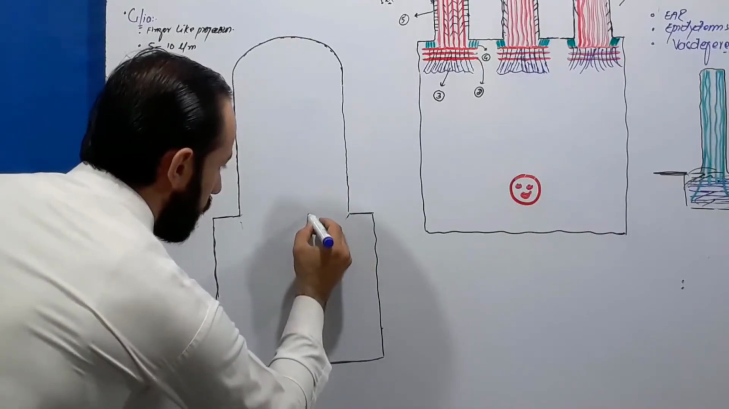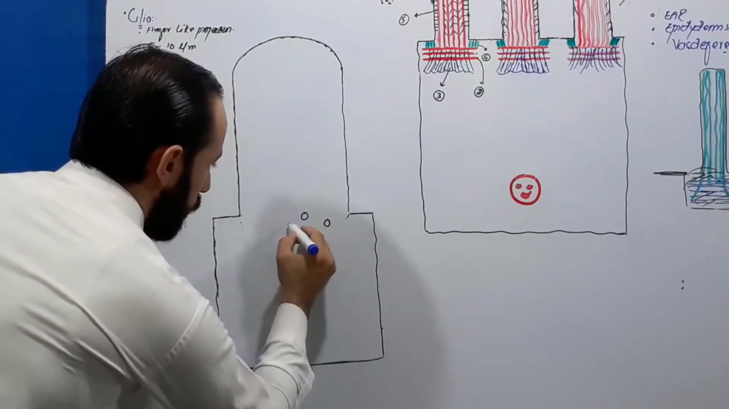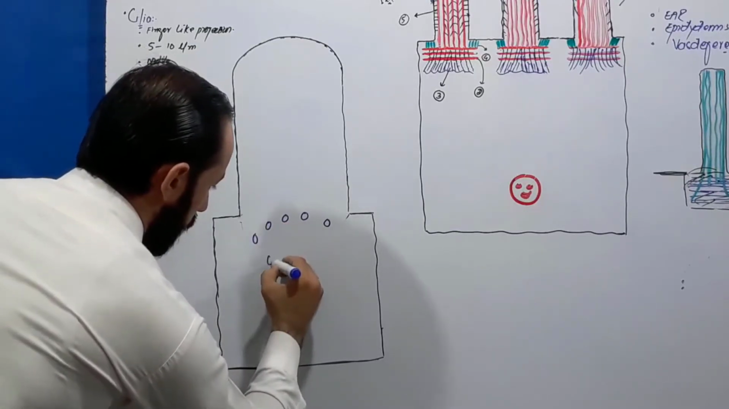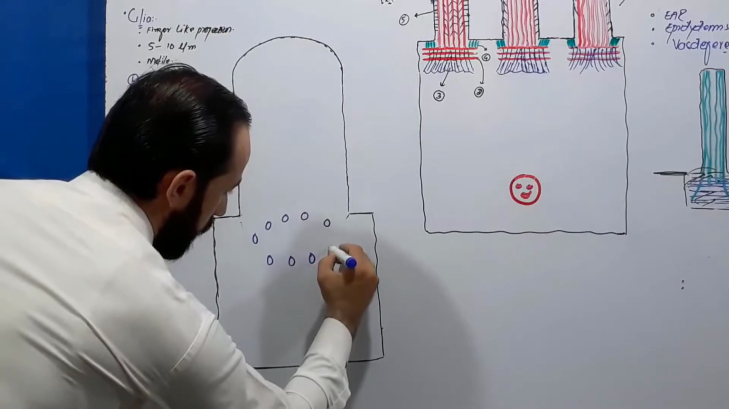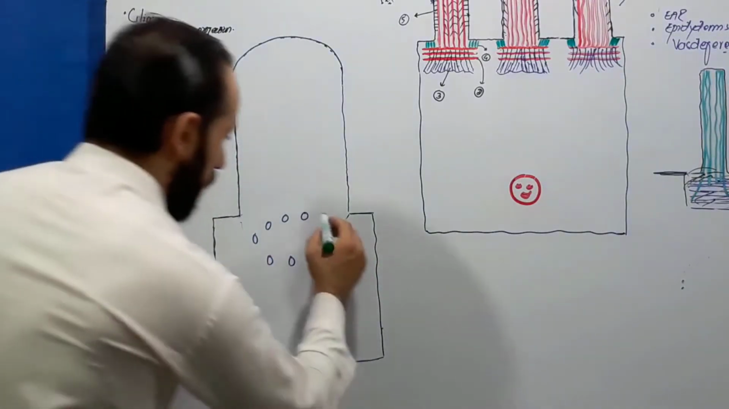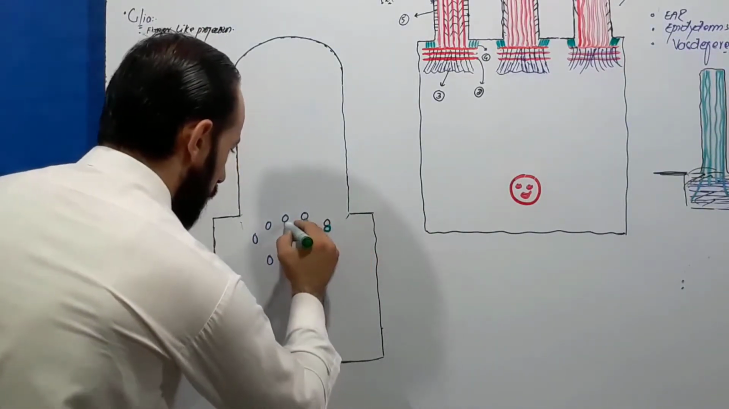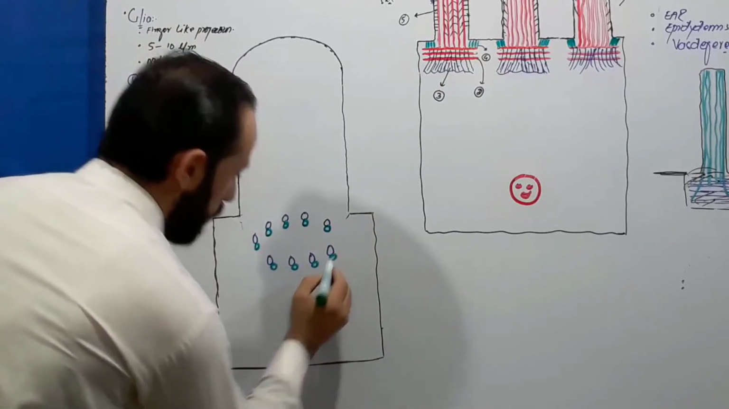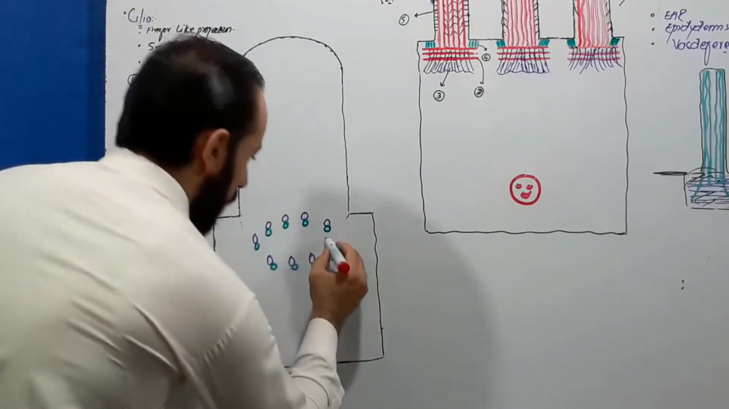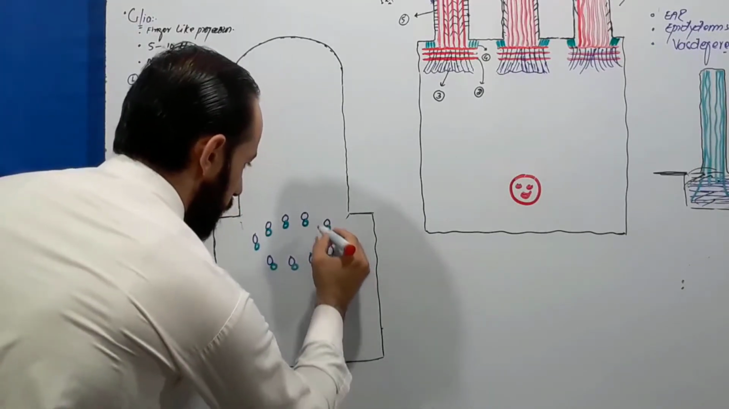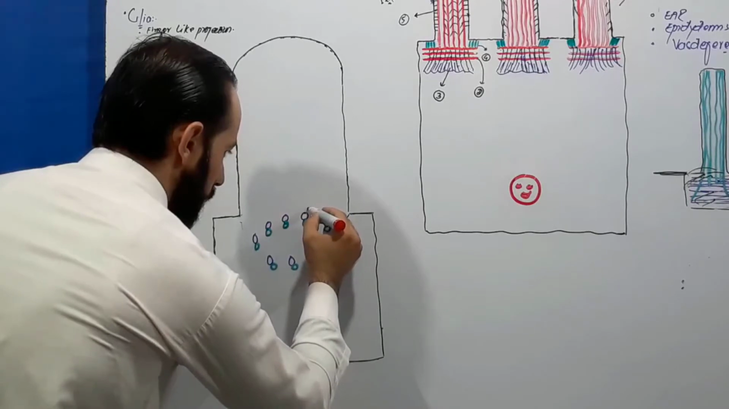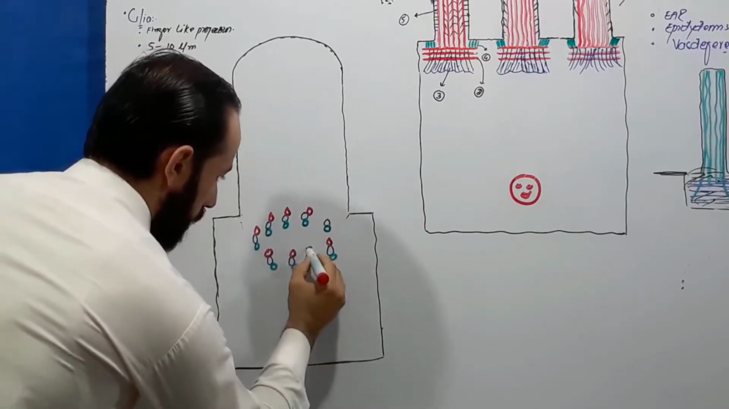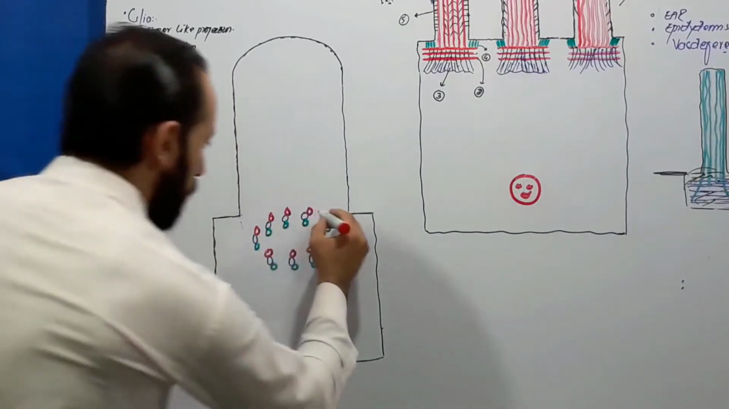So 1, 2, 3, 4, 5, 6, 7, 8, 9, right? And then there is the other one. I will draw with a different color because it is very important to draw them with different colors. Right? So these are the components.